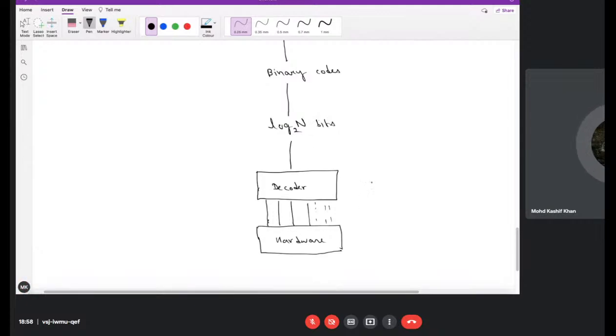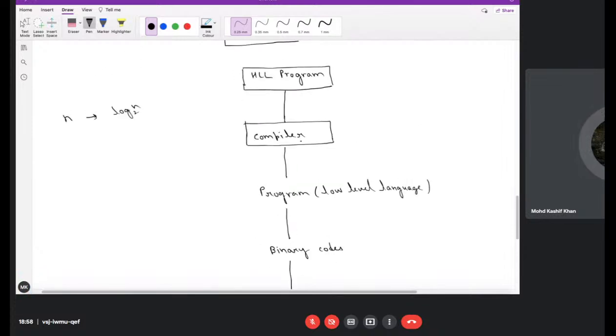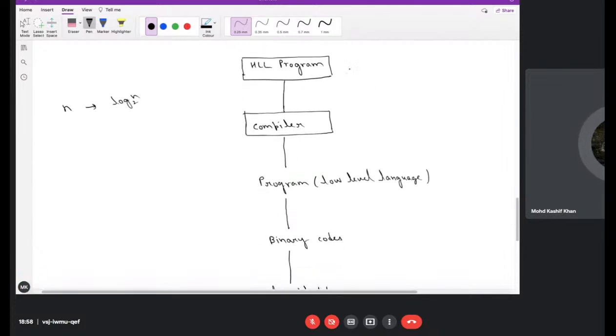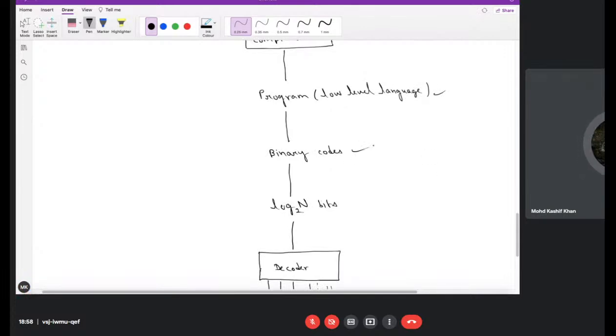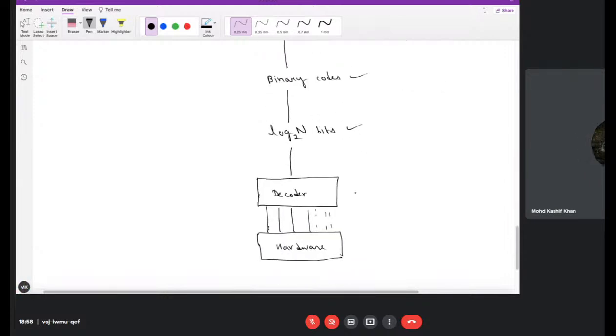and for that operation, the decoder will just activate the hardware for that instruction. So we have seen how our language works: first you write a high level language program, then it goes to the compiler, and then it converts into the low level language. After that, you convert into the zeros and ones. After that, each instruction will be divided into the log n base 2 bits, and then each part will be decoded into an operation which is associated with a hardware.